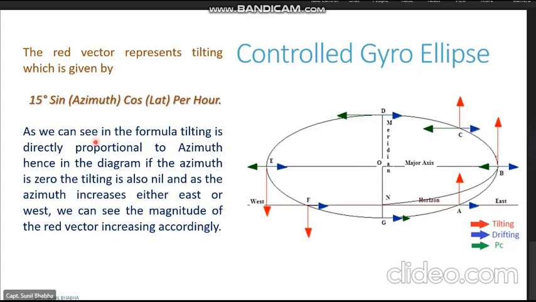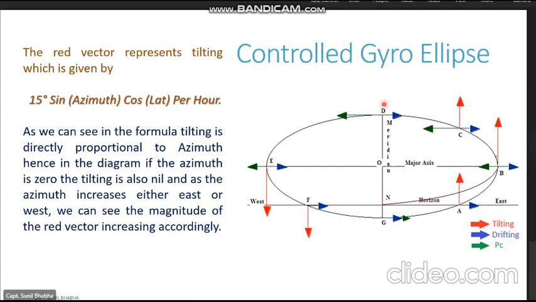Now we can see that tilting, from this formula, we can see that the tilting is directly proportional to the azimuth of the gyrostar or the drift of the spin axis. So as the azimuth increases, the value of tilting will also increase. Magnitude of tilting will also increase. And at the same time, if the azimuth is 0, you see in this formula, sine of 0 will become 0, giving us a 0 tilt. That means when the azimuth is 0, the tilting will be 0.